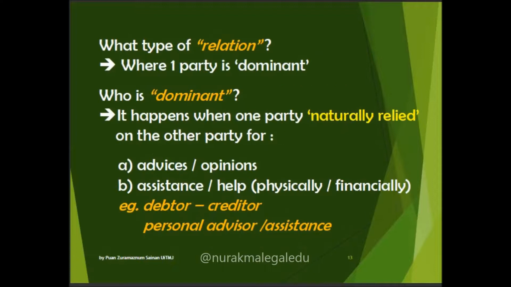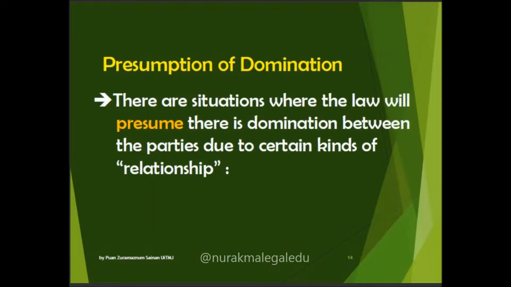What type of relation where one party is dominant, like I mentioned. Who is dominant? It happens when one party naturally relies on the other party for either advice or opinions or assistance or help. Okay, it can be physically or financially. For example, debtor and creditor. Debtor will be relying on the creditor for money, for example, and personal advisor or assistance. Okay, you have an assistant, and then of course you will be following the assistant's advice, right? Presumptions of domination.